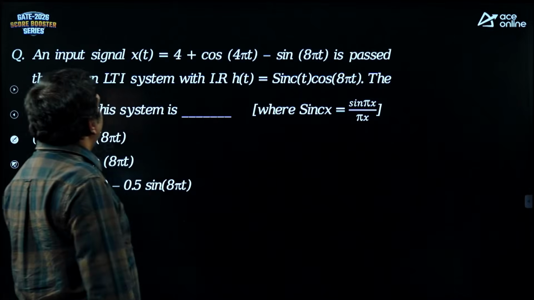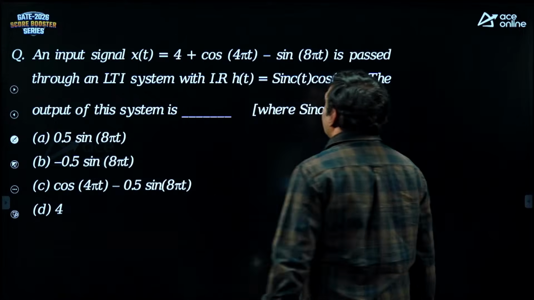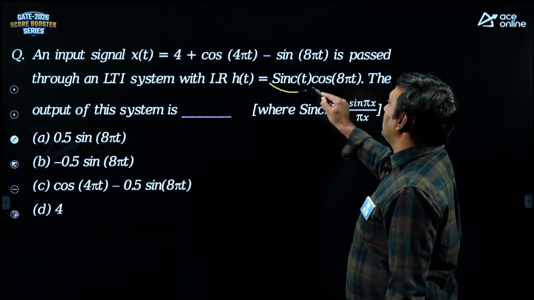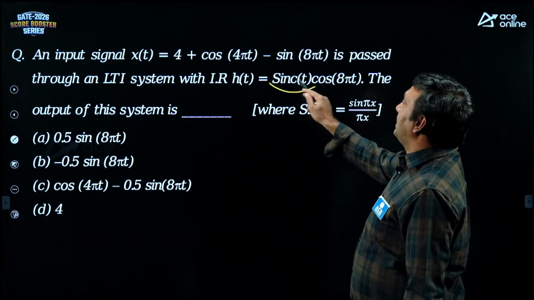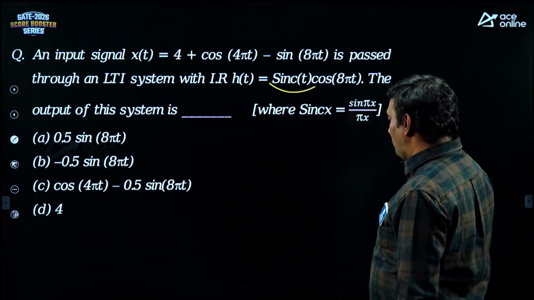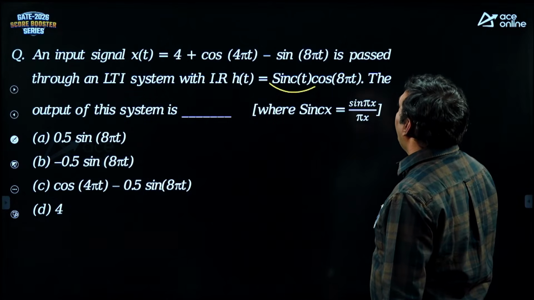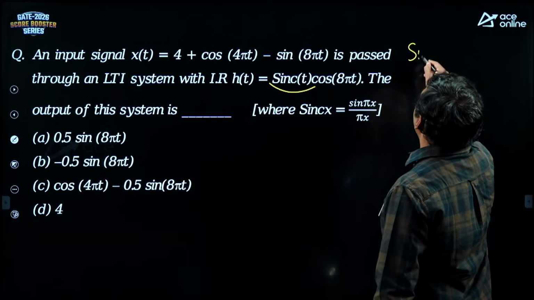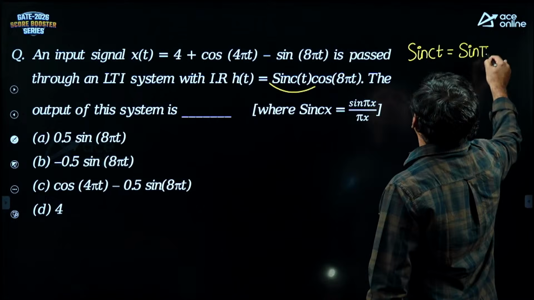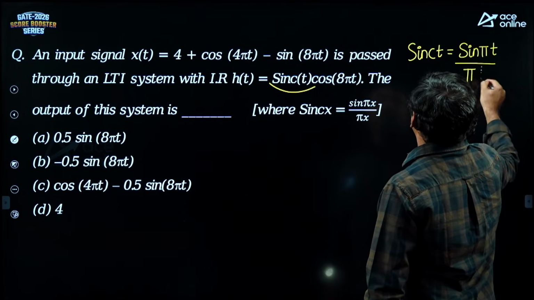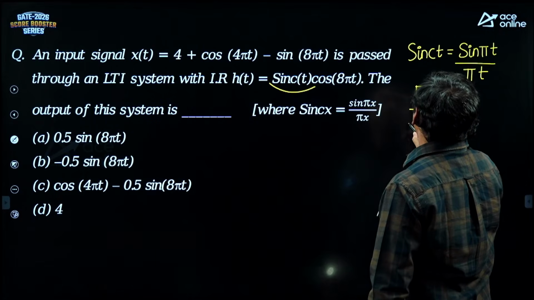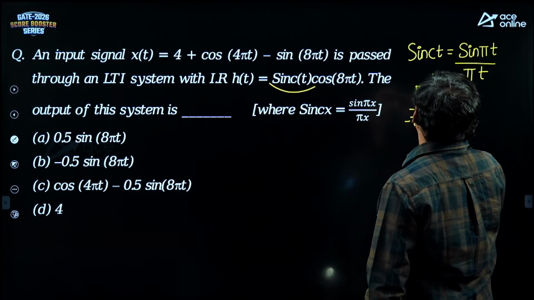An input signal x of t equals 4 plus cos 4 pi t minus sin 8 pi t. We want to pass it through the system, which is sinc t into cos 8 pi t. Then what is the output of the system? Normally, sinc t expansion is sin pi t by pi t, that is also stated in the question, which is a rectangular spectrum from minus pi to pi.